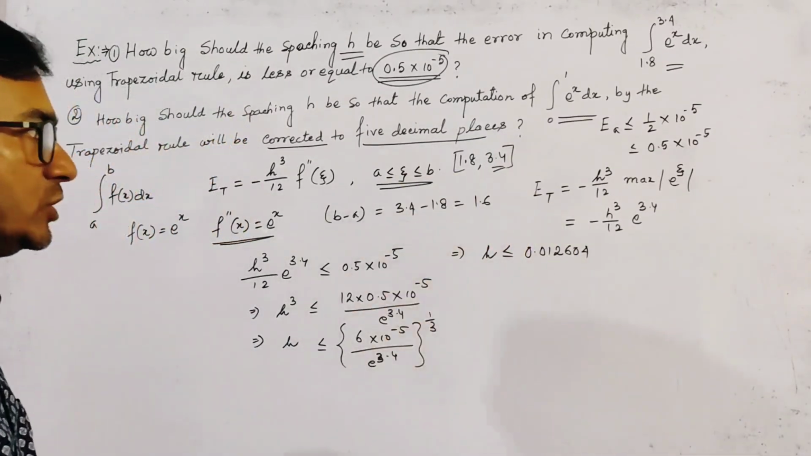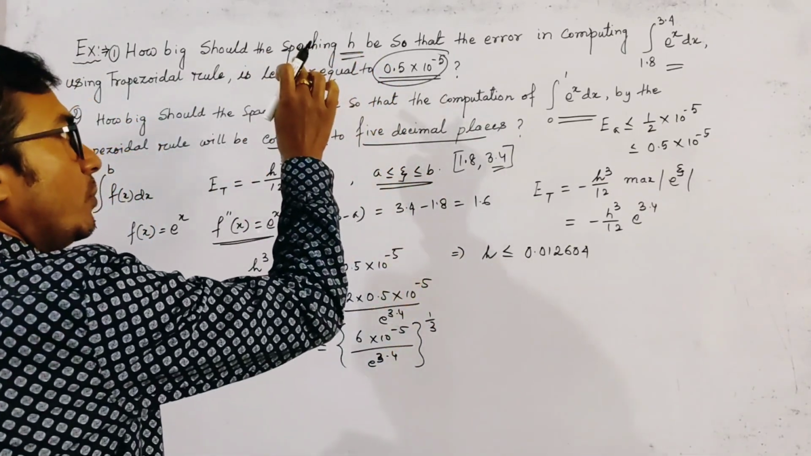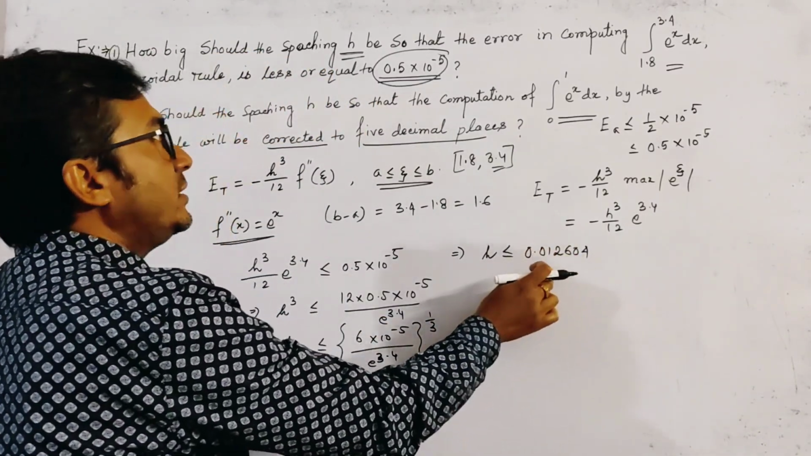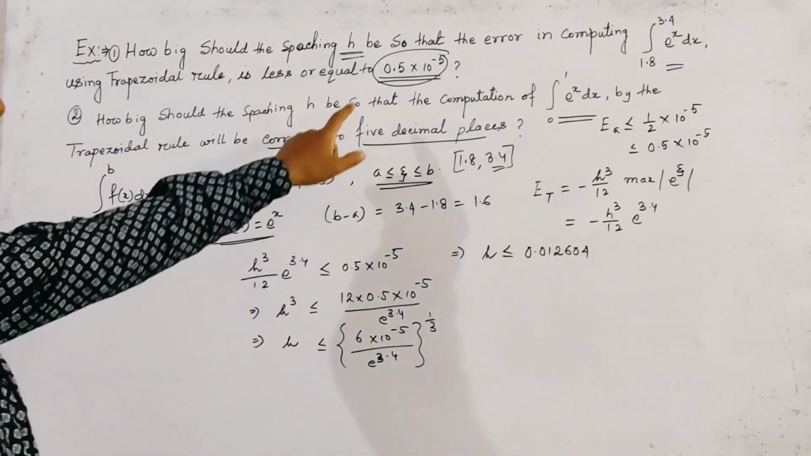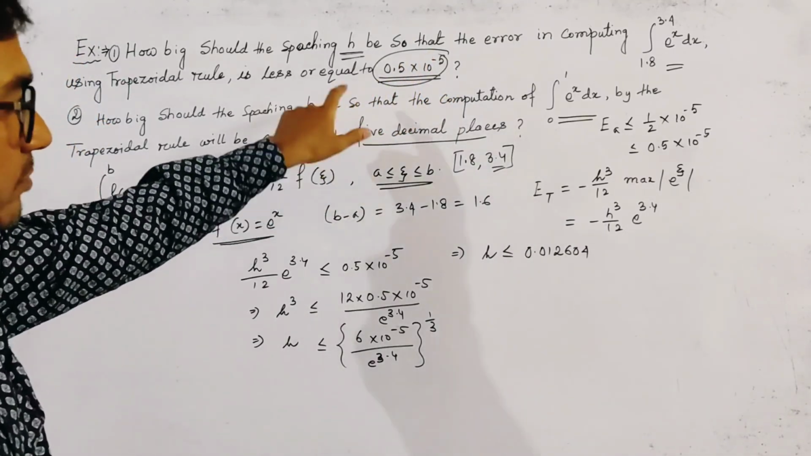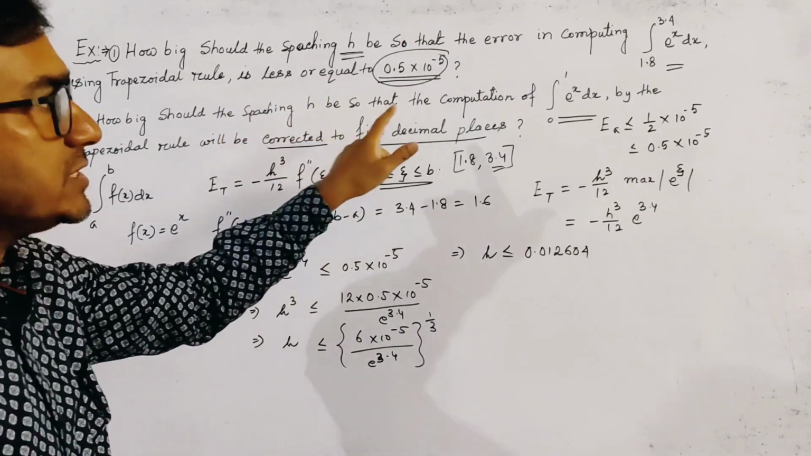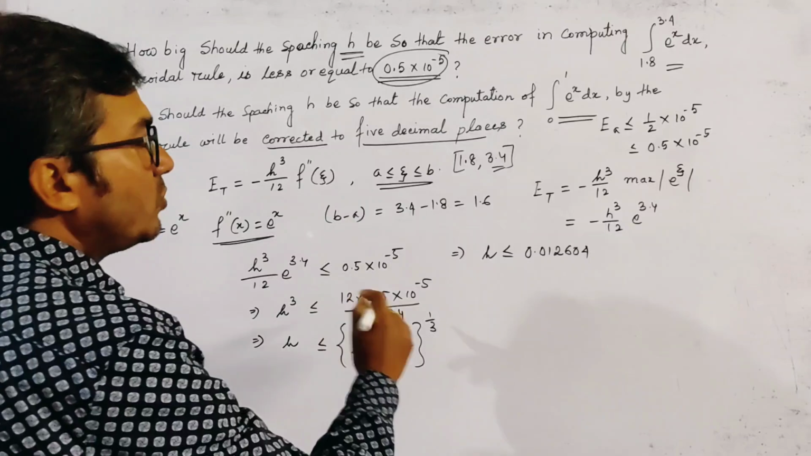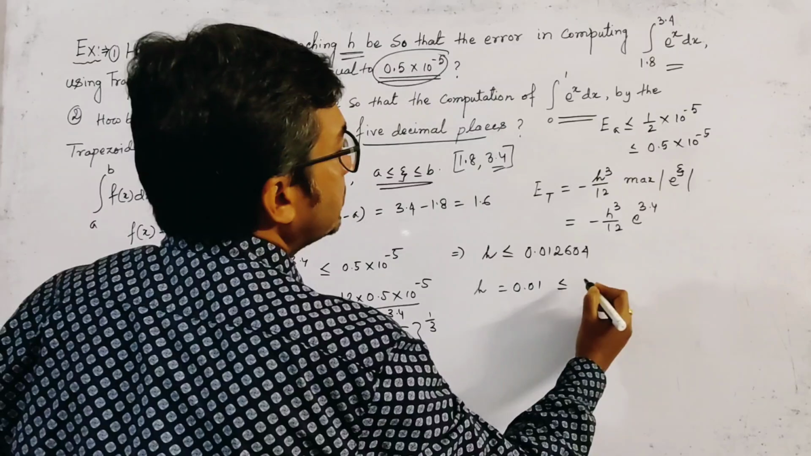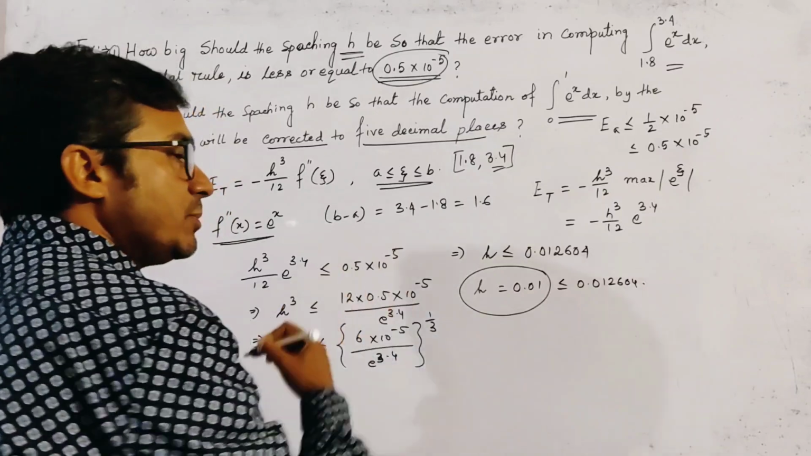Calculating this term by calculator, we write the result directly: h is less than or equal to 0.012604. So if the step length for this formula is taken as less than this value, then our absolute error is less than or equal to 0.5 into 10 to the power minus 5. By this calculation, we say that our result is correct to 5 decimal places. Now here we take h equal to 0.01, because this is less than or equal to 0.012604.